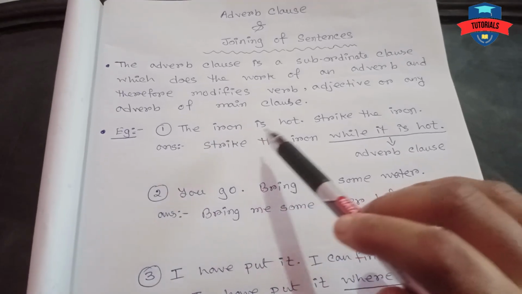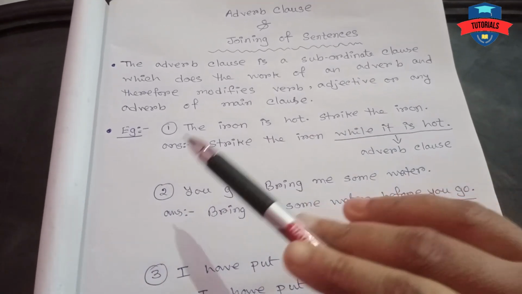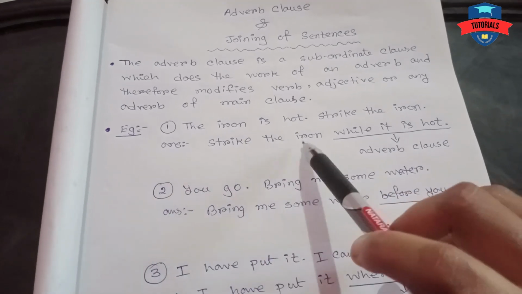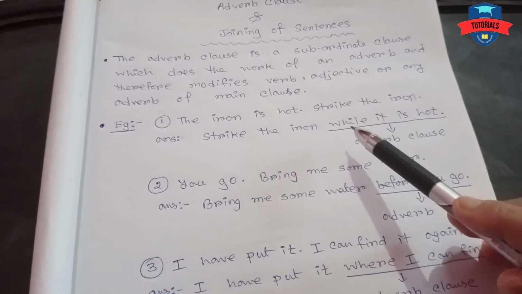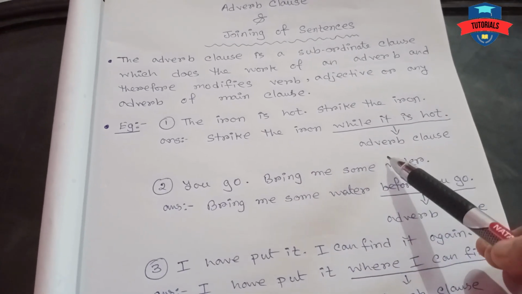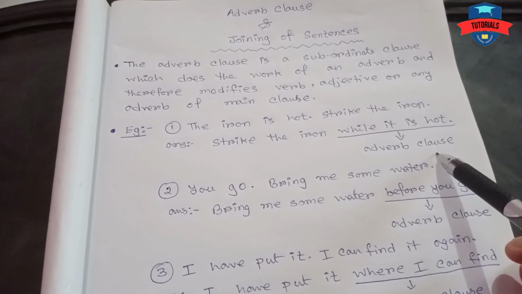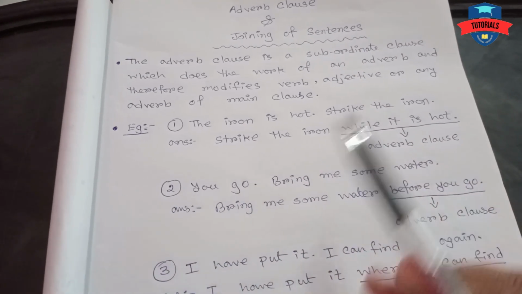Example: The iron is hot. Strike the iron. Answer: Strike the iron while it is hot. Here, while it is hot, this portion is adverb subordinate clause and strike the iron is the main clause.